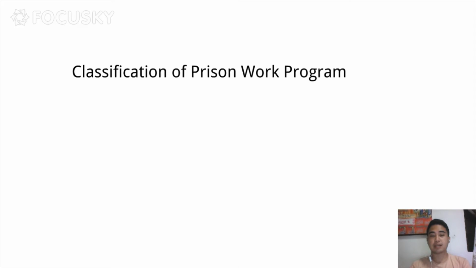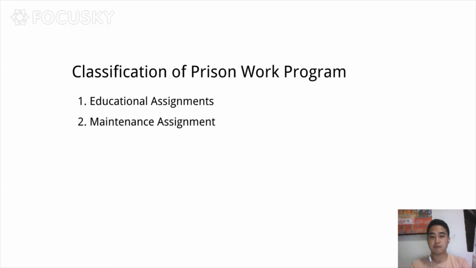Now, the classification of prison work programs. First one, we have educational assignment. Prisoners may be assigned to either general education, vocational, or physical education. Next, maintenance assignment. This assignment involves labor related to care and upkeep of the institution properties. Next one is the agricultural and industrial assignment. And the last one is the unassignable.